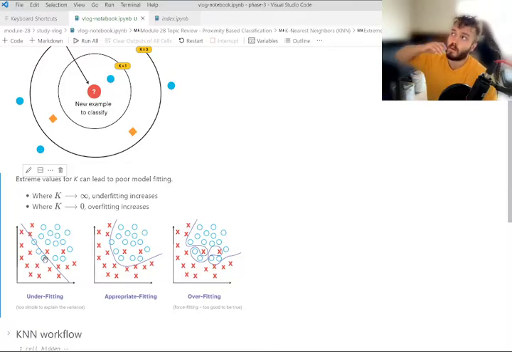K is the number of data points closest to that point. So if K is 5, and this is our data point here, it's going to capture 1, 2, 3, 4, and one of these guys, depending on whichever one's technically closer.